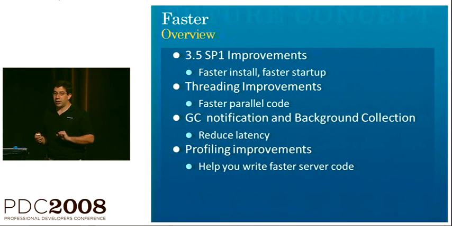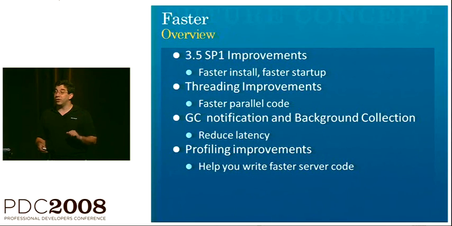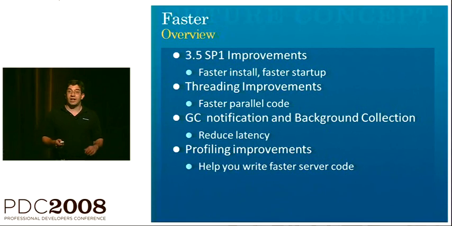The next part of the talk, I'm going to talk about how we make things faster. I'm going to talk about 4 different things we've done here. 3.5 SP1 improvements, faster install and faster startup, threading improvements that are going to give you faster parallel code, garbage collection notification and background collection that are going to reduce latency, and finally profiling improvements that will help you write faster server code.